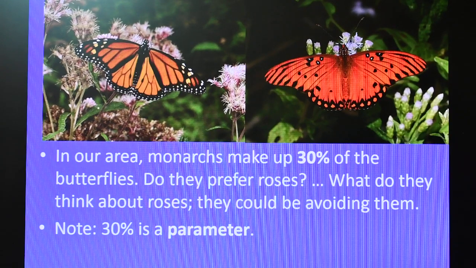Okay, so you may notice that this 30% here is based on years of data. It is a parameter. Okay, it's not a statistic. That is a parameter. Remember, a statistic is just based on a sample, whereas a parameter is based on the population. Okay, and that's what we're actually putting into these binomial calculators.